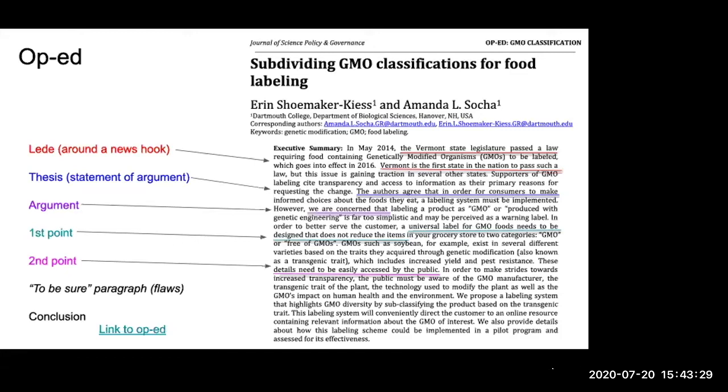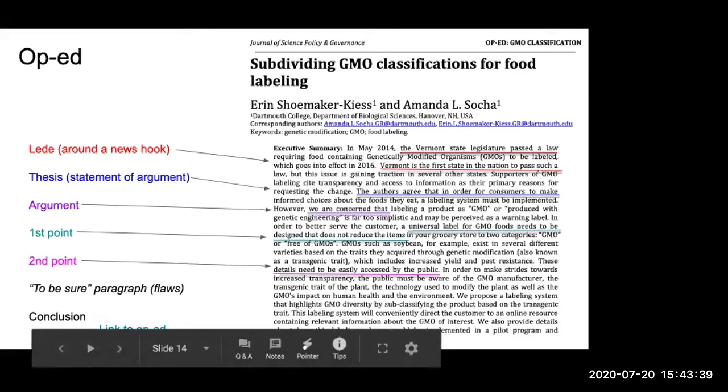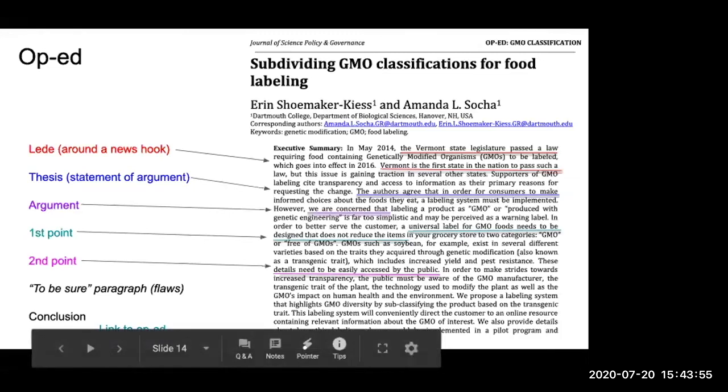So first point is that universal labeling for GMO needs to be designed so it does not reduce the items in the grocery store to 2 categories, so it needs to be broad enough. The second point is that there's actually some confusion related to the labels and they need to be easily addressed by the public. And then, so I think it's making really good arguments for the point that you're making.